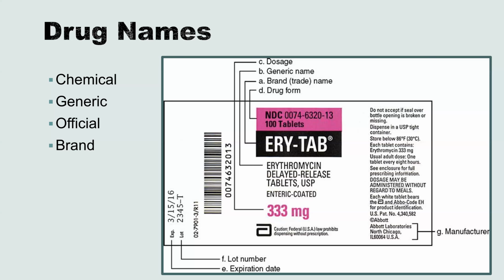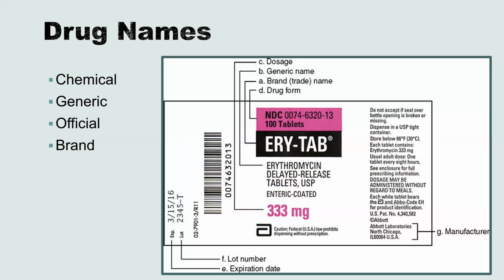So the main two that we as nurses care about are the generic name, which is erythromycin in this example, and then the brand name. The brand name is the trade name, so this is what the drug is sold as in stores. Typically the brand name is going to be easily recognized and more easily pronounced. It always begins with a capital letter, unlike the generic name. That's how you can tell the difference between the two.